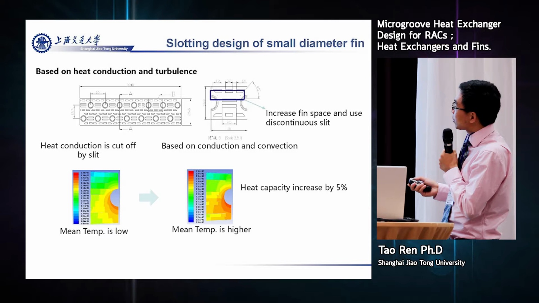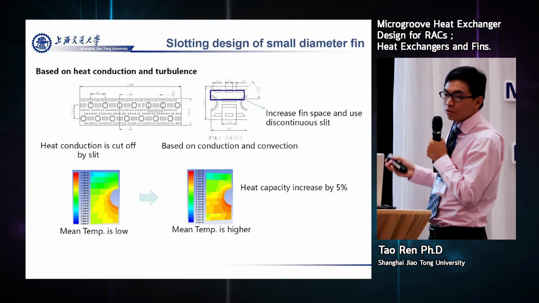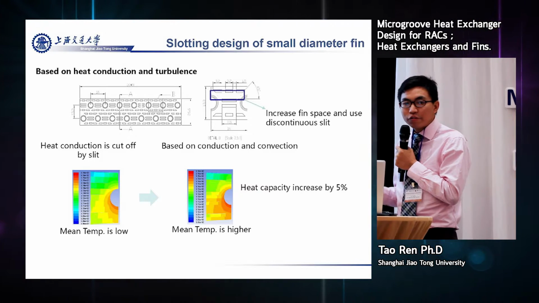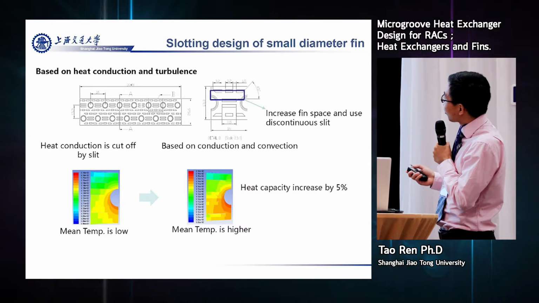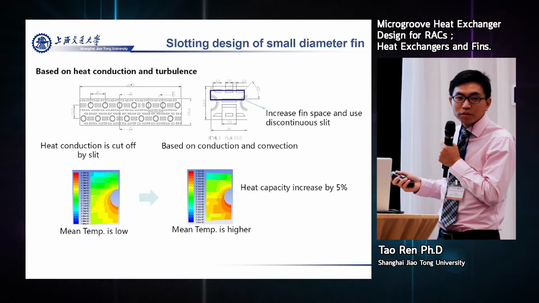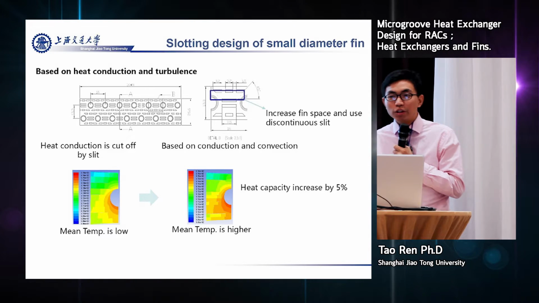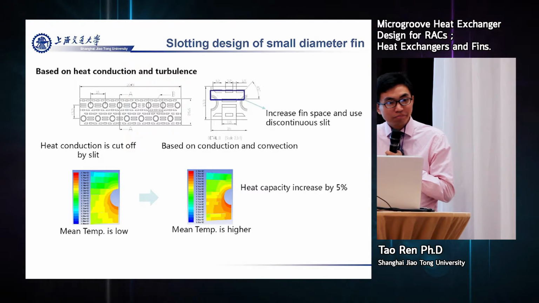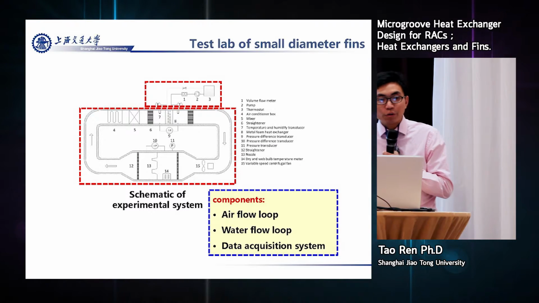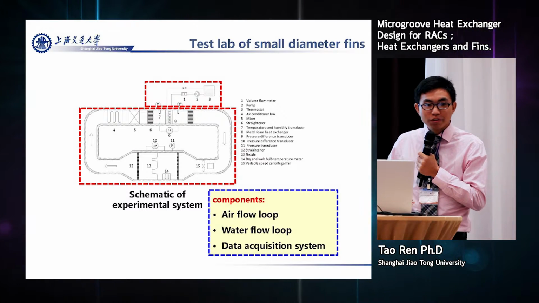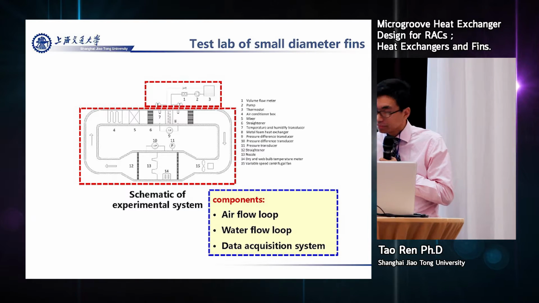And from this safety analysis, we found that if you put the right slit on the thin surface, you can get the heat capacity increased by 5%. It's good. You need to do nothing, just change the slit. So your cost is the same, just change the slit, you get a higher capacity.